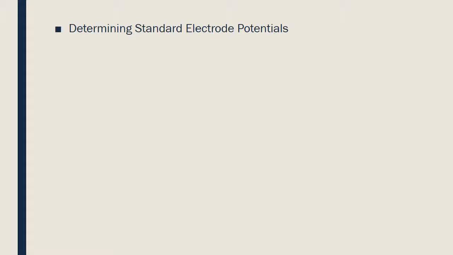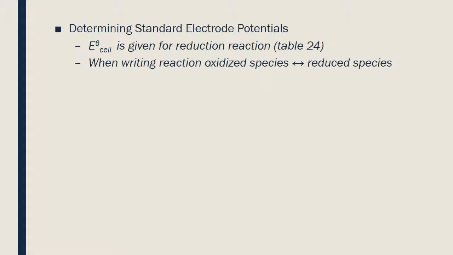So now we're going to determine how we actually calculate and figure out the standard electrode potential. So some things to understand. The E theta cell, or the standard electrode potential found on table 24 in your data booklet, is given for the reduction reaction. So you just need to keep that in mind. And so when we're writing our half cells and the reactions occurring in the half cell, for each individual species, we always write it going from oxidized to reduced species to represent the reduction reaction. And that is the value which is placed into the data table.